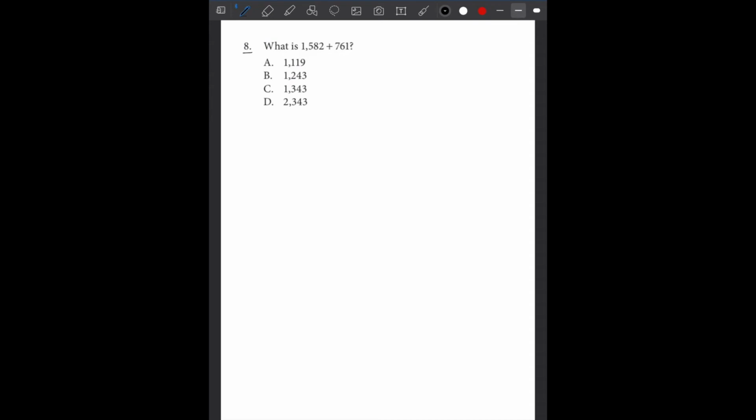Number 8 reads, what is 1,582 plus 761? So this is a simple math problem. We're going to add because the question has an addition sign right there.